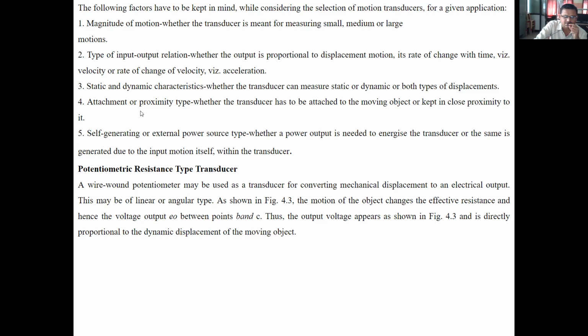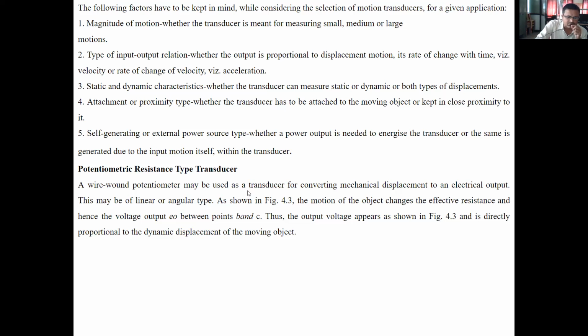Fourth, attachment or proximity type, whether the transducer has to be attached to the moving object or kept in close proximity to it. And fifth, self-generating or external power source type, whether a power output is needed to energize the transducer or the same is generated due to the input motion itself within the transducer. Now we will see potentiometric resistance type transducer.